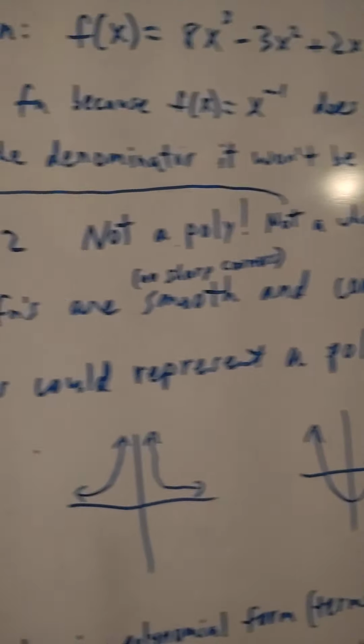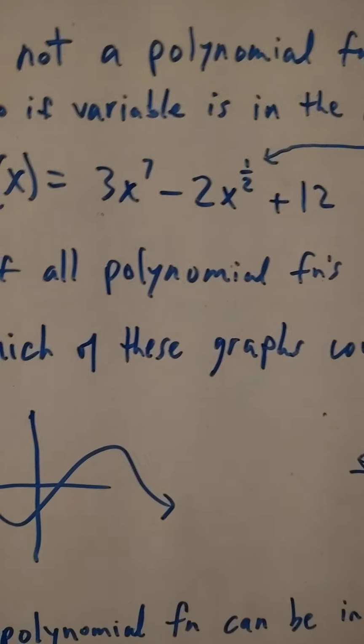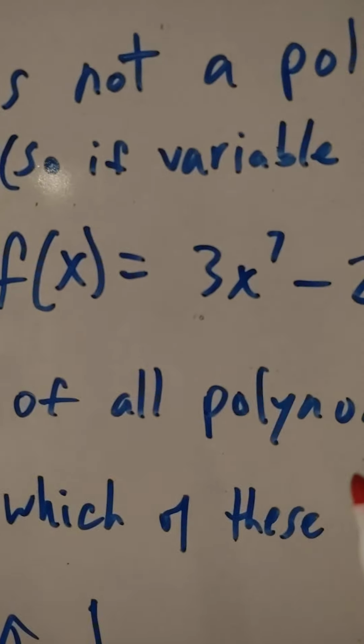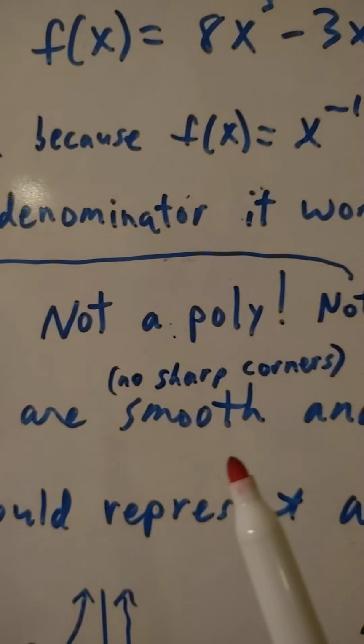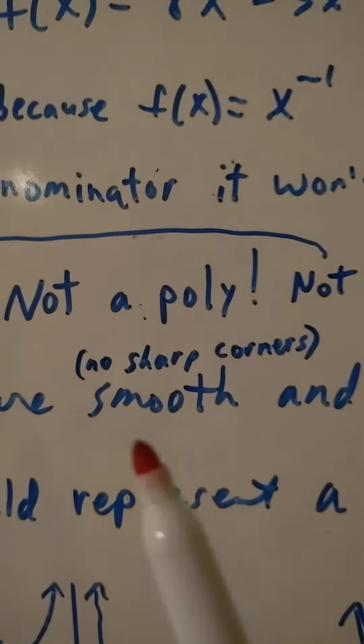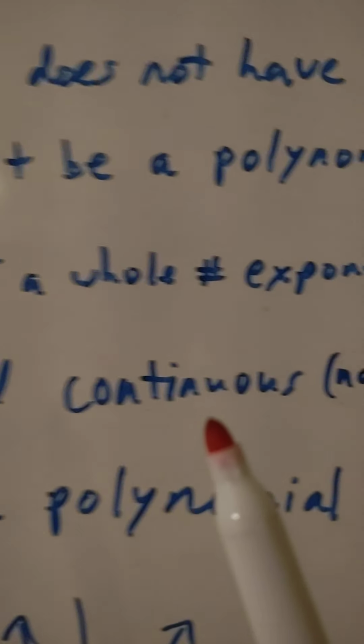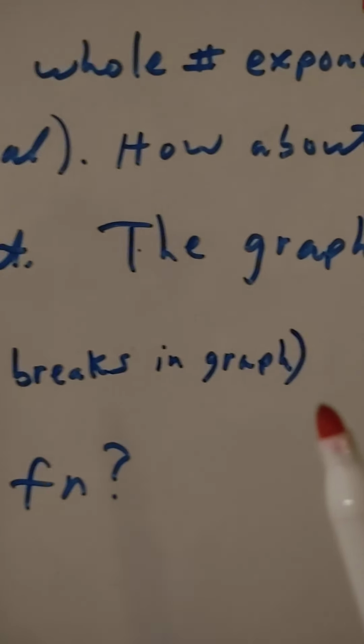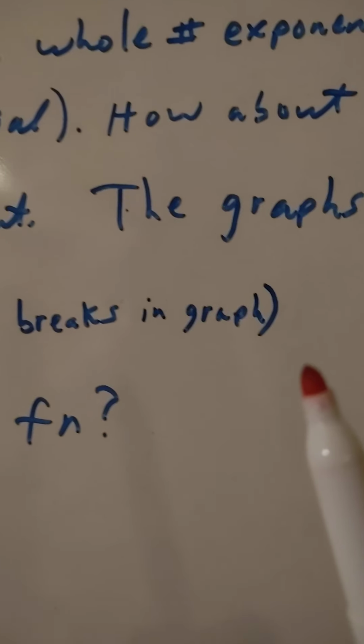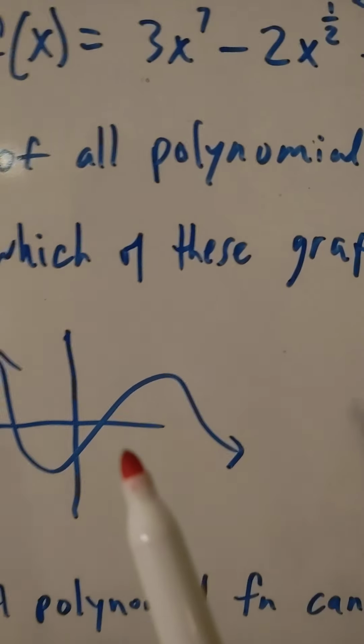Okay, let's talk about the graphs now of polynomial functions. The graph of all polynomial functions are smooth and continuous. Smooth meaning no sharp corners, and continuous meaning no breaks in the graph. So, knowing that, let's take a look at these three graphs.